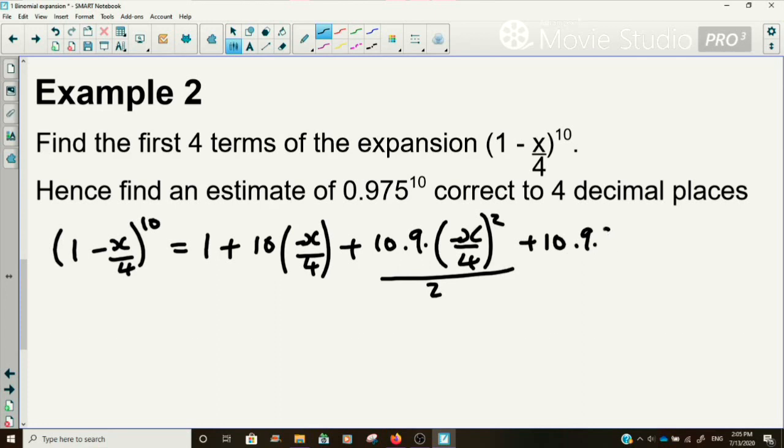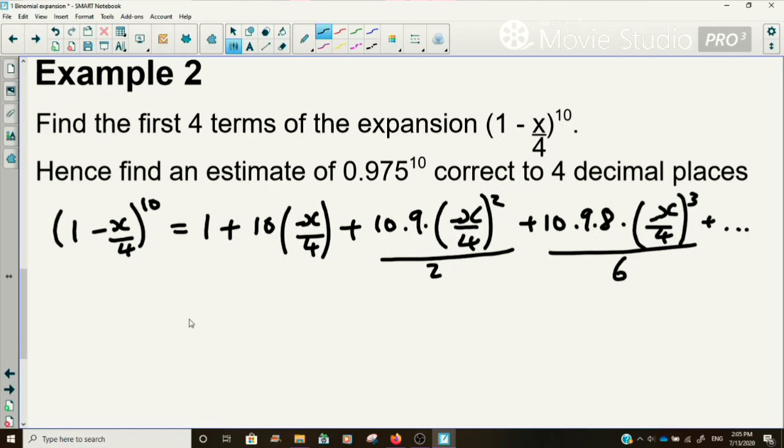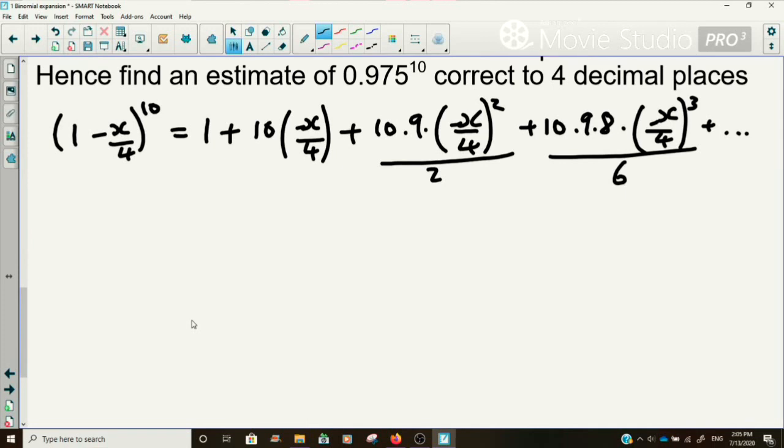n minus 1, n minus 2, x cubed over 3 factorial, which is 6. Okay, the other common mistake would be to forget to square the 4 or cube the 4 in this particular example. So hopefully none of you have made those mistakes.